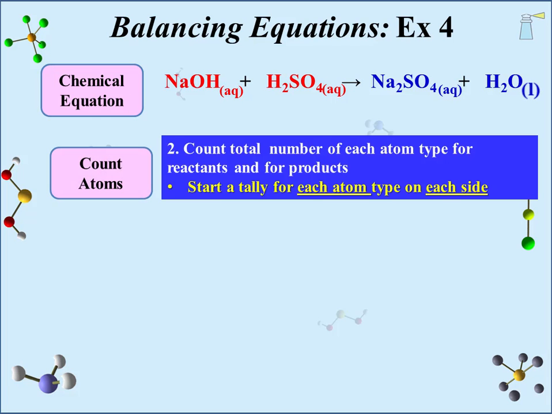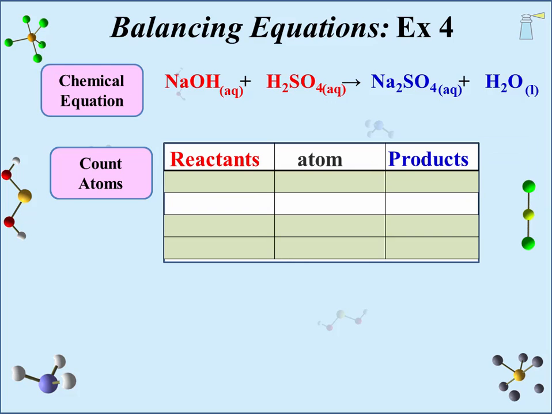Step 2 in the process involves counting the total number of each atom type for the reactants and for the products. A tally is started for each atom type on each side of the reaction. The atoms involved in the reaction are sodium, oxygen, hydrogen, and if we want, we can include the sulfur, which is found in the sulfuric acid.